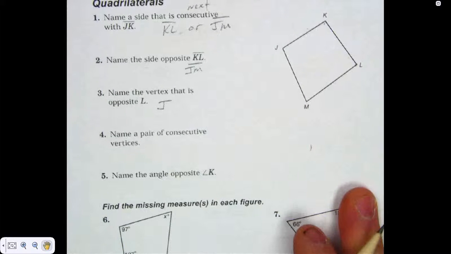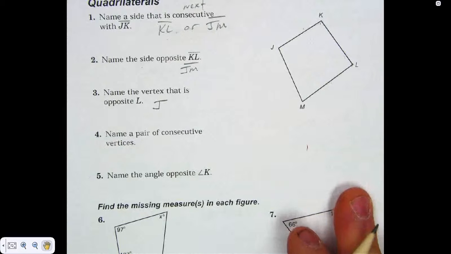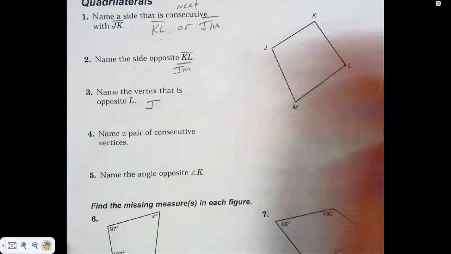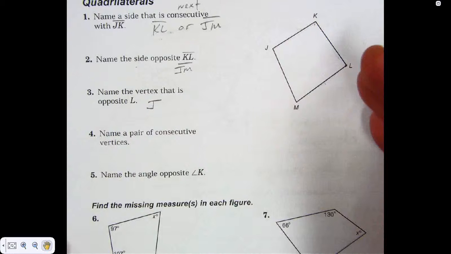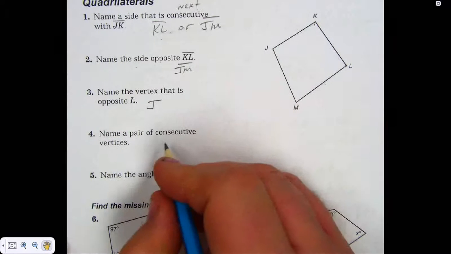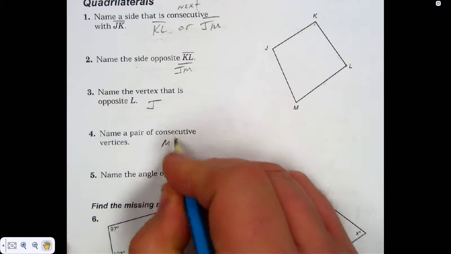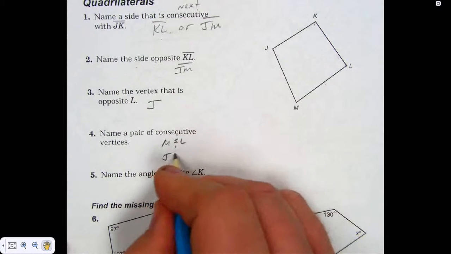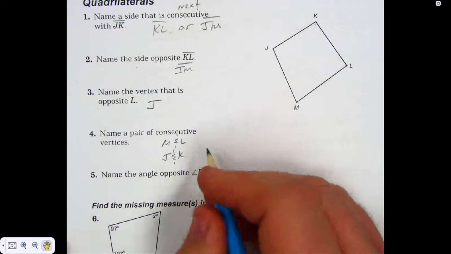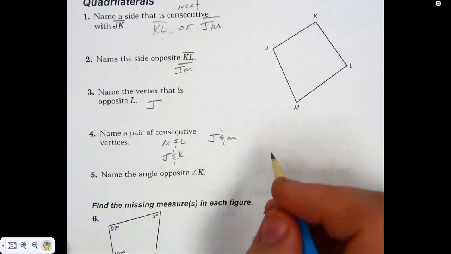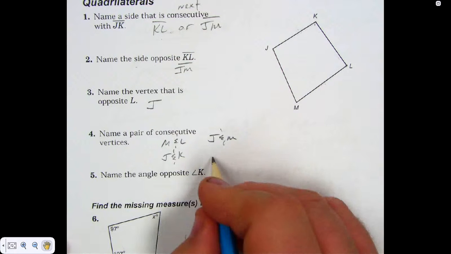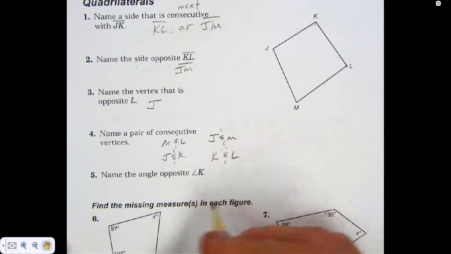Okay? Name a pair of consecutive vertices. Well, I say name a pair, so they're not telling you where to start, but they just want you to say two vertices that are next to or beside each other. I heard M and L. J and K. J and K would work. Any others? J and M. I'm okay with that. K and L. Yeah. Is that all of them?